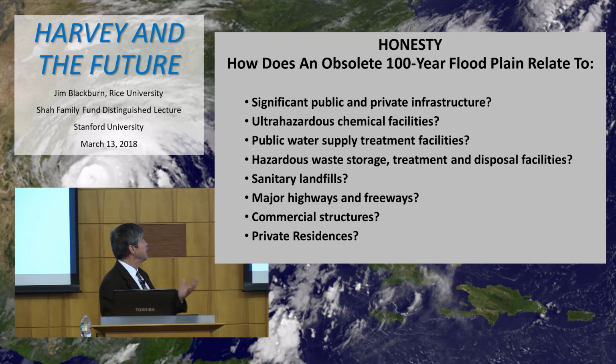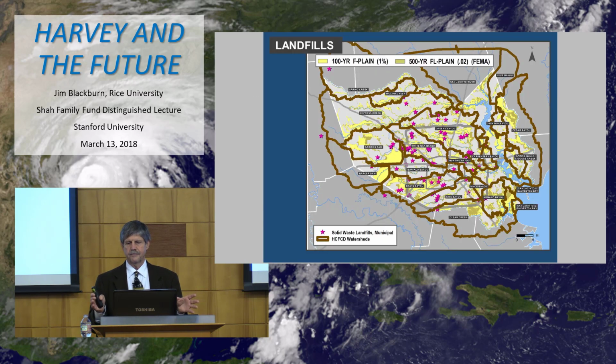If you look at all of the infrastructure, ultra-hazardous chemical facilities are cited with regard to the 100-year event. Public water supply is cited for 100-year. Wastewater treatment plants. Hazardous waste storage, treatment, and disposal facilities are located based on the 100-year event. Landfills, highways, freeways. This is a standard design that we use not only for buildings and commercial structures, but for all of these really significant infrastructure items.